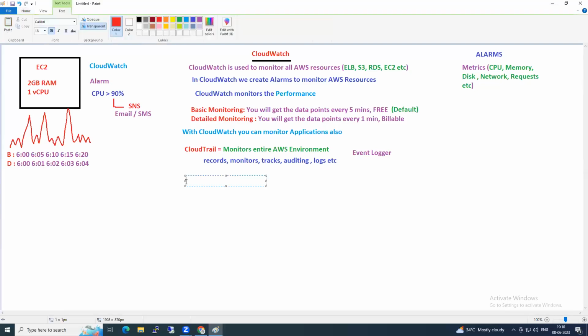Guys, similarly, there is something called Config. What is that? Config. Now tell me, let's say for an example, for EC2 instance, you have 2 GB RAM.